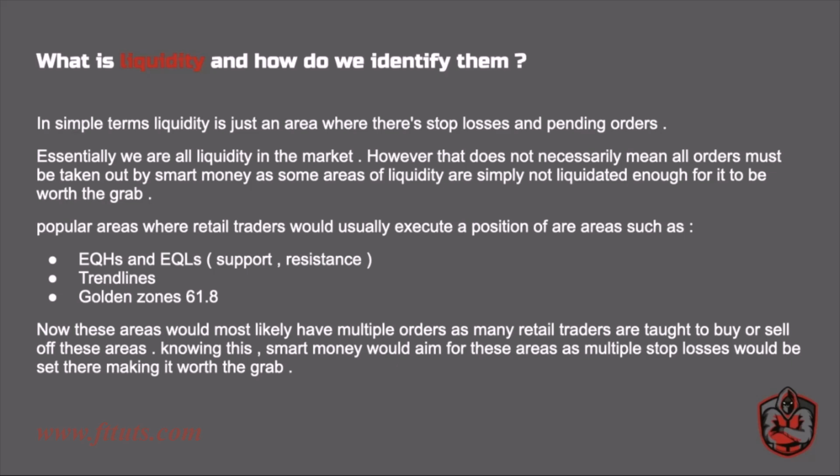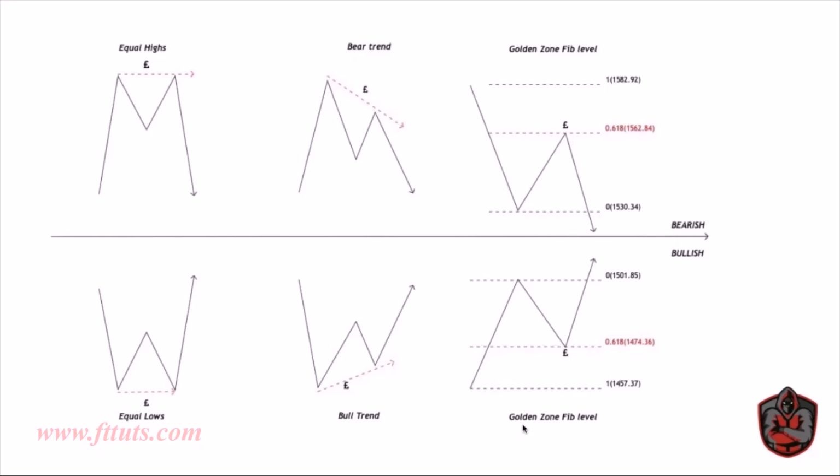Now, what does that mean? That means there are a lot of stop losses at these areas, right? Which, from a smart money point of view, is all liquidity that they can capitalize on. These areas would most likely have multiple orders, as many retail traders are taught to buy or sell off of these areas. Knowing this, smart money would aim for these areas, as multiple stop losses would be set there, which makes it worth the grab. Identify that as liquidity within the market.